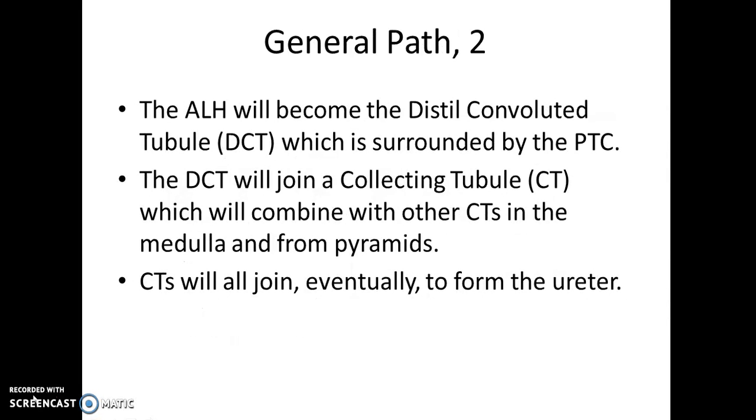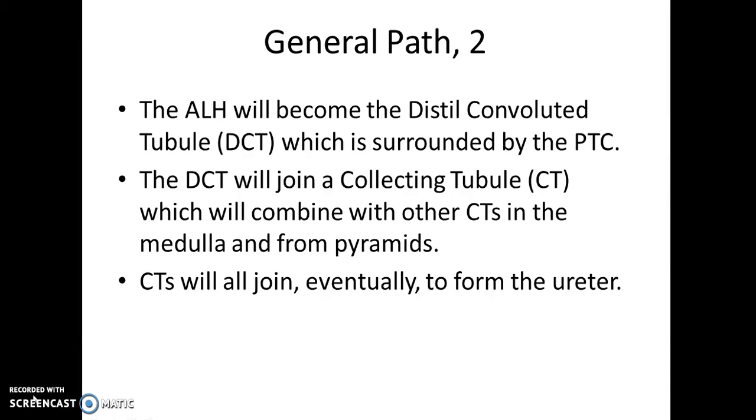The ascending loop of Henle will become the distal convoluted tubule, which is also surrounded by the peritubular capillary in the cortex. The distal convoluted tubule will join a collecting tubule, which will combine with other collecting tubules in the medulla and form the pyramids. Eventually, all the collecting tubules will join together to form the ureter.